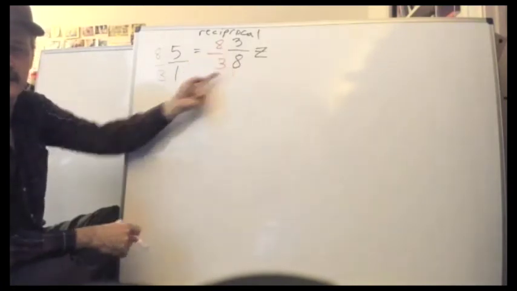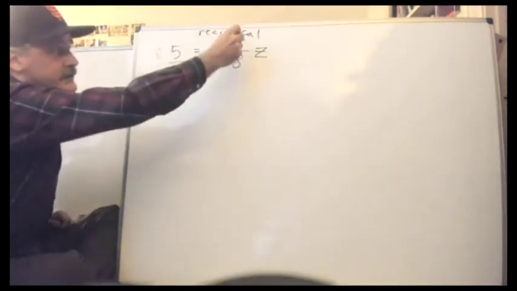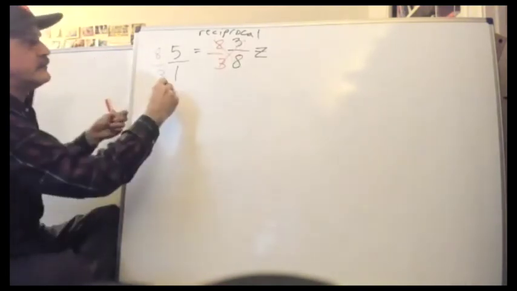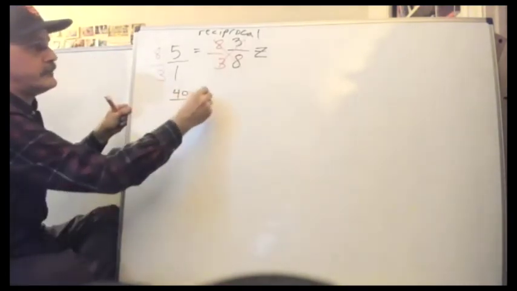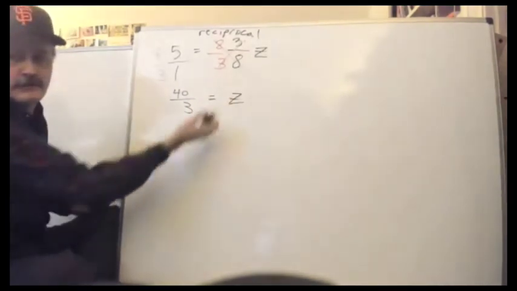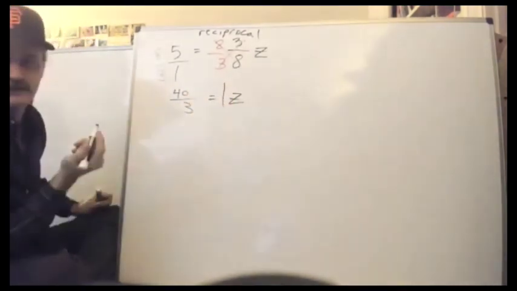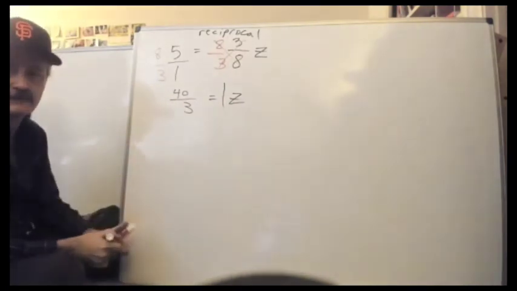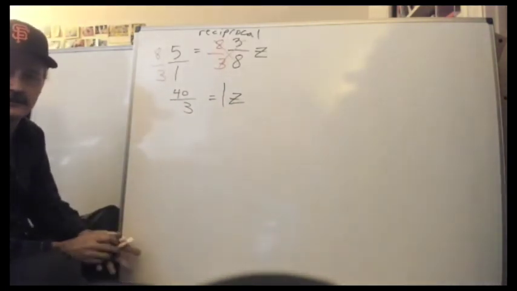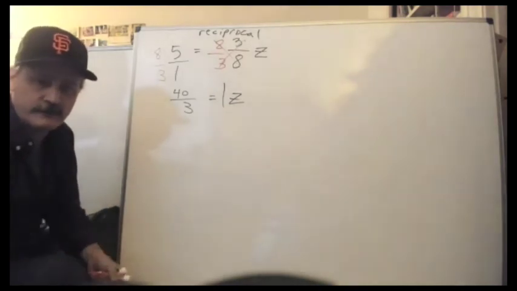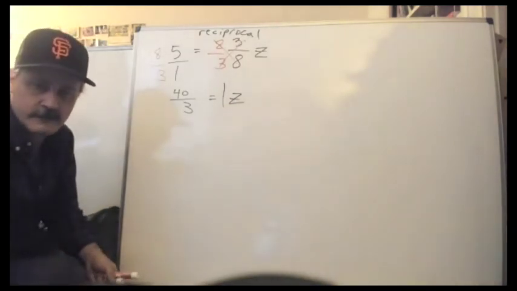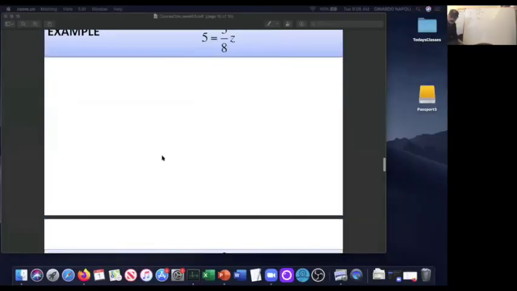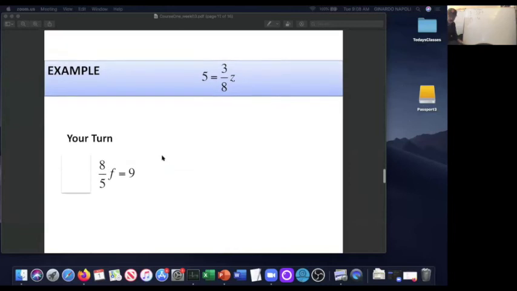People also say the 8's cross cancel, the 3's cross cancel. And so notice now you get your answer: 40 over 3 equals z. No one writes 1, but that's understood. So that's the answer. You can see this is a case where the reciprocal is very helpful. So sometimes we need different tools. Okay, you guys, here's your turn.